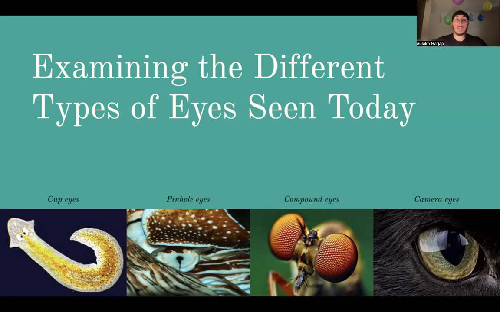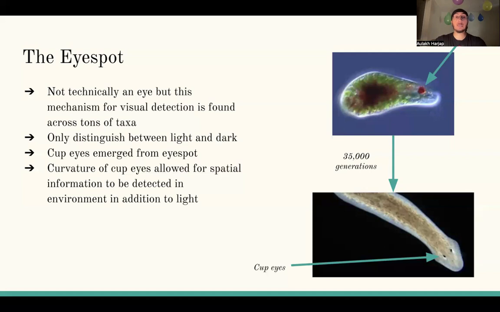In this section, I want you to understand how different types of eyes, like cup eyes, pinhole eyes, compound eyes, and camera eyes, all emerged and are present here today. So we're going to begin with the eye spot. An eye spot is the simplest form of a light-sensing organ, and even though it's not technically an eye, I still want to talk about it because of how prevalent it is in small organisms, including some small meiofaunal animal species. It can only distinguish between light and dark, but that's enough for these organisms to orient themselves in their environment. This primitive structure represents the foundation from which more complex eyes evolved.